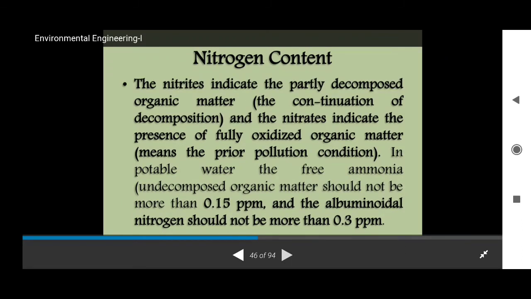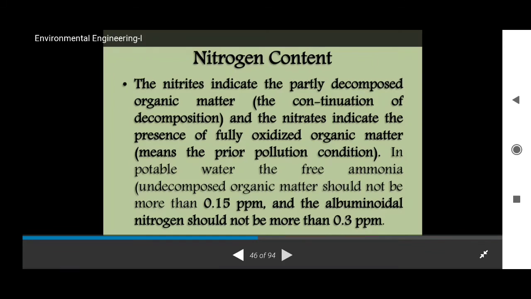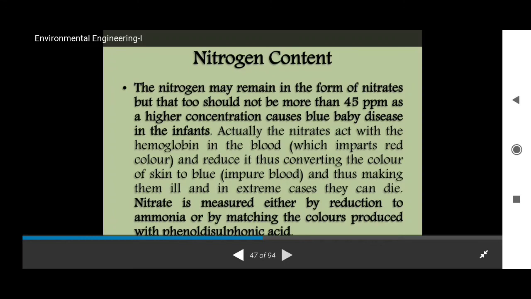Nitrogen content, the nitrite indicates partly decomposed organic matter. After that nitrite is produced, the continuation of decomposition, and nitrates indicate the presence of fully oxidized organic matter, meaning prior pollution condition. In potable water, the free ammonia, undecomposed organic matter, should not be more than 0.15 ppm, and the albuminoid nitrogen should not be more than 0.3 ppm, parts per million, right?